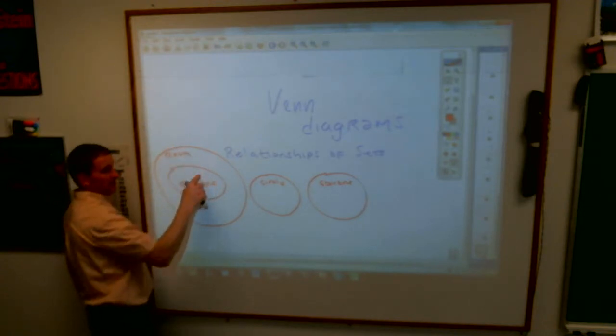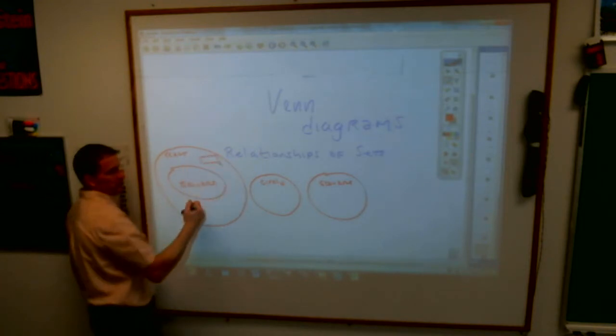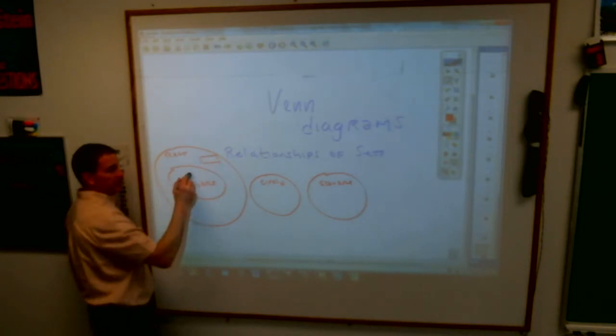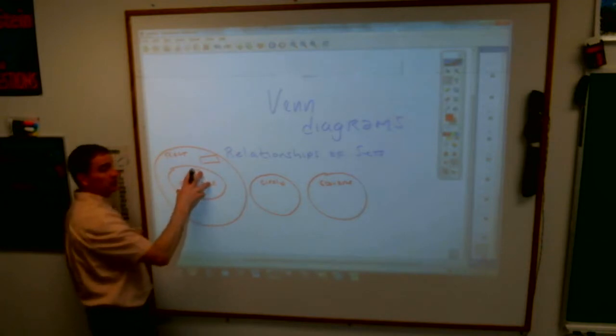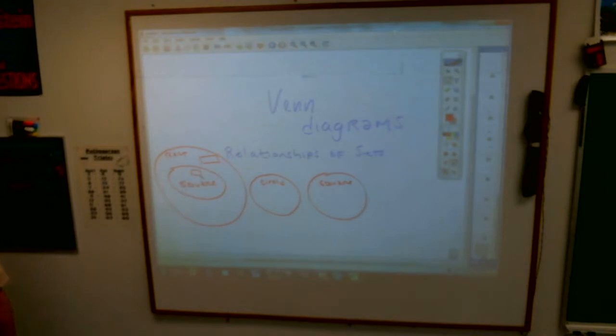Notice there are some parts of the rectangles that are not squares, because you can draw rectangles that aren't squares. But you cannot draw a square that is not a rectangle. So squares have to be completely stuck inside of the rectangles there.